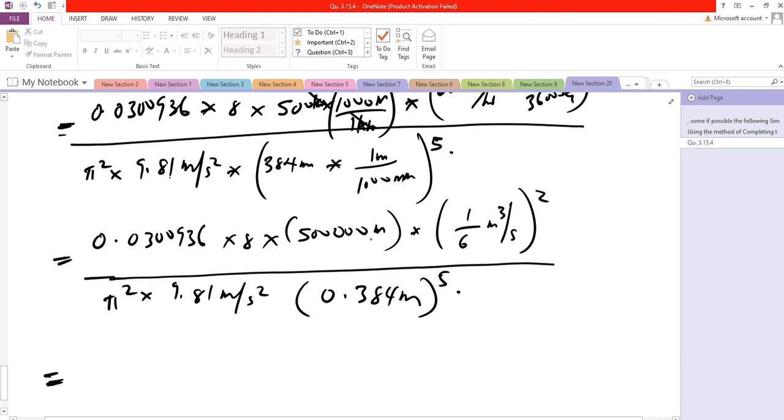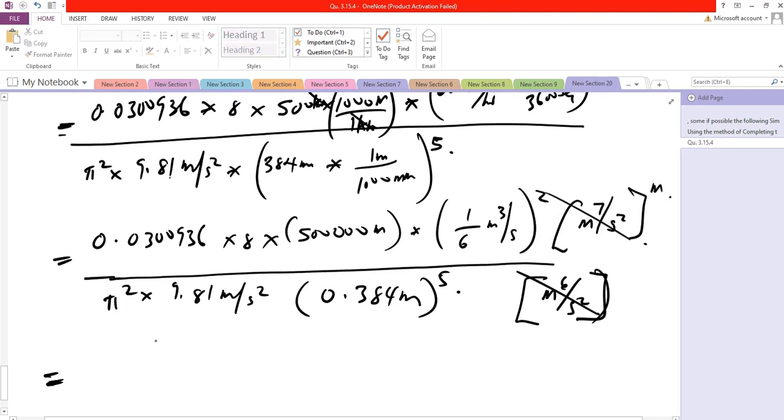So the answer should be in this: meter raised to power 6 all over second square times meter, so that should give you meter raised to power 7 over second square. Then the denominator is meter square times meter raised to power 5, that is meter raised to power 6 per second square. So this cancels out, it will only remain m up here. So the answer is in meter.